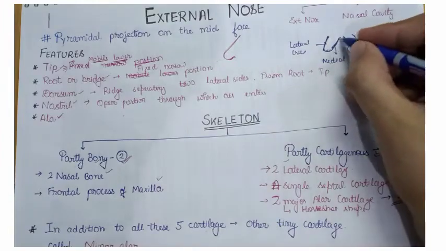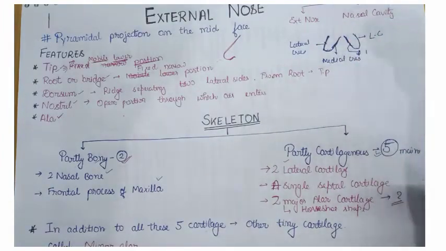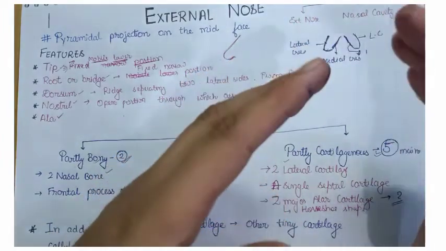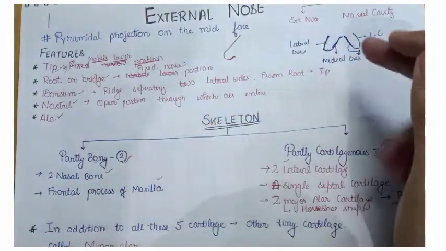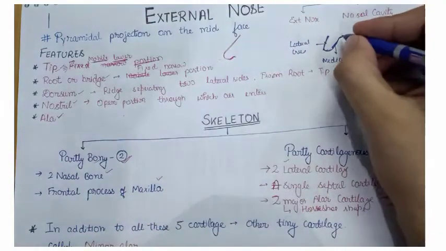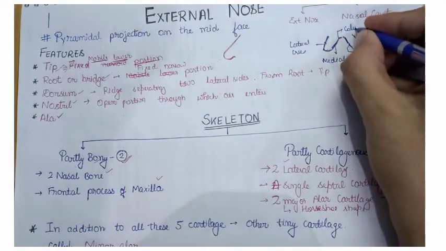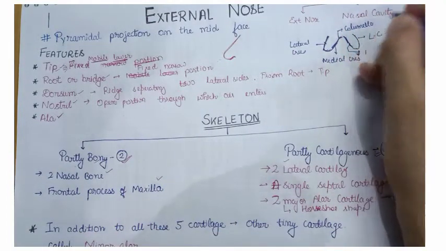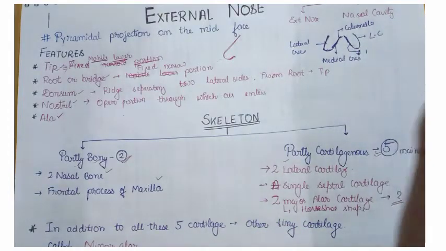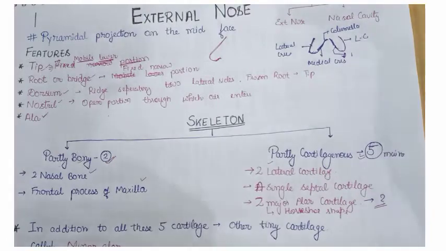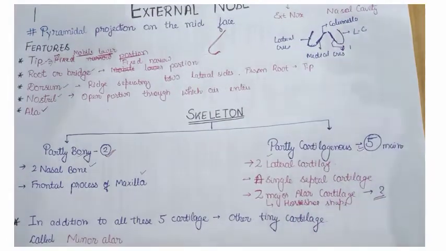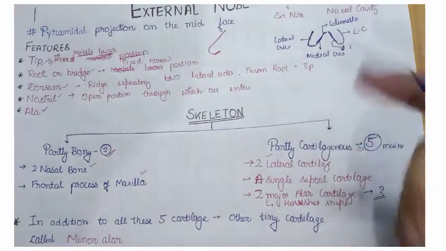From the right and left side we have the two medial crura. They approach in the center portion. This center portion, formed by the two medial crura, is called the columella. I will discuss the columella in detail when I discuss the nasal septum; it will be more clear. For now, remember that the major alar cartilage is horseshoe shaped and is made up of two crura.